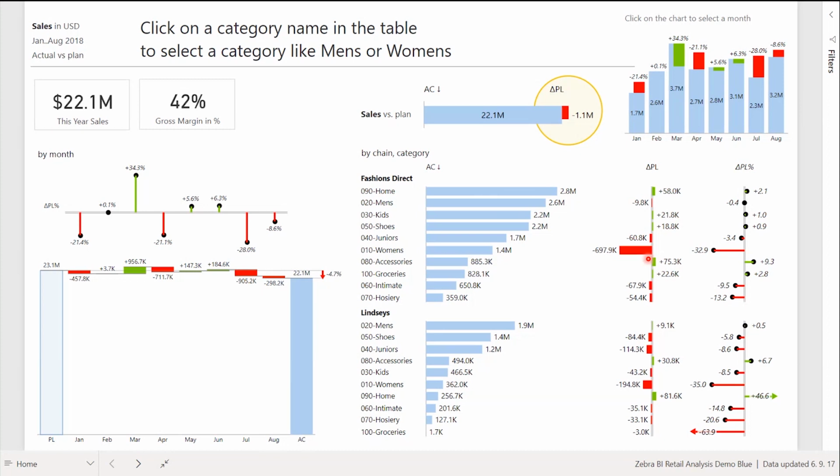It could be a variance to plan, could be variance to previous year. It could be a comparison to a benchmark, like a comparison to your competitors, or to an average, or to the first data point in your chart, or something like that.